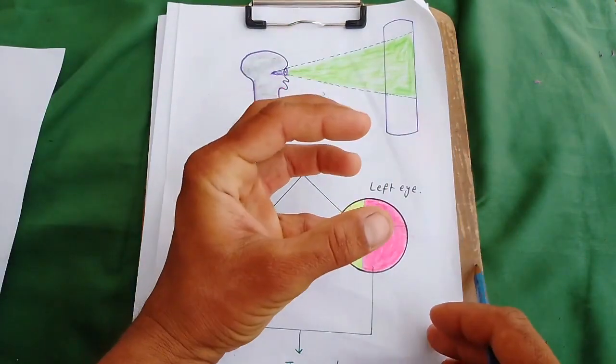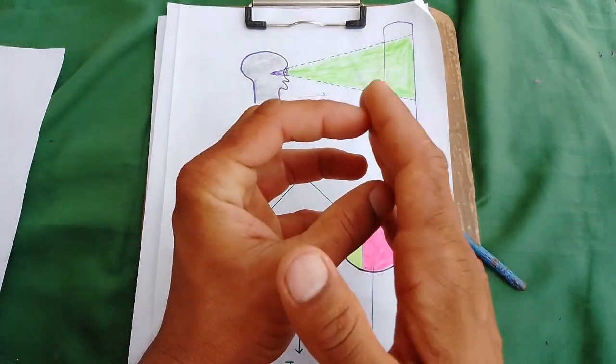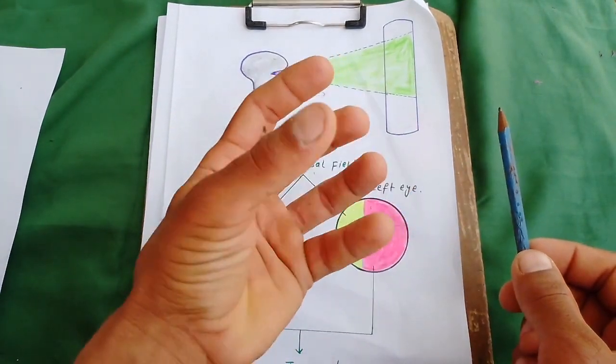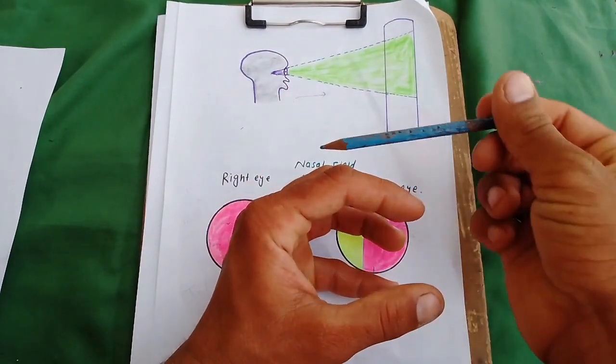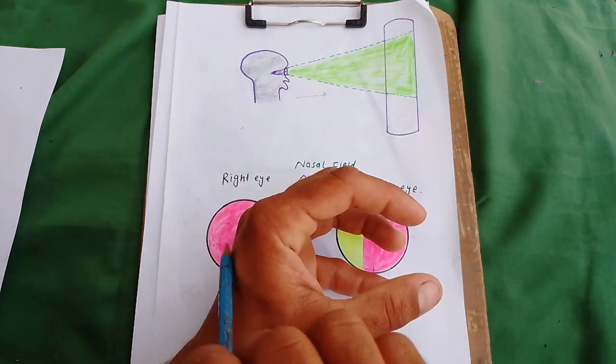As we know, suppose this is my eye. There is the cornea. So this is the anterior side. Suppose this is the right eye. This is my right eye. There is the nose, there is the left eye. Okay. This is the posterior side.